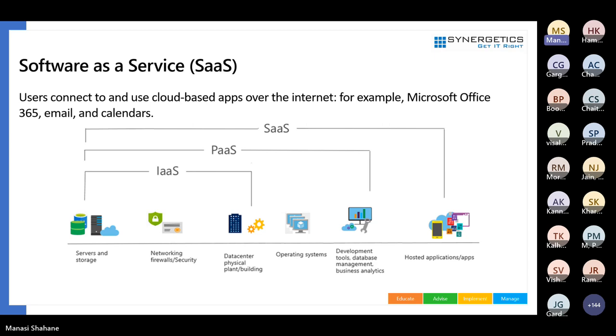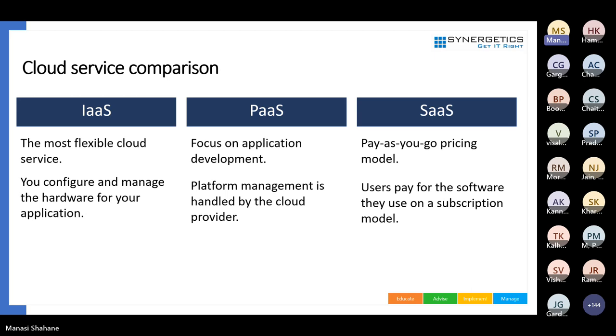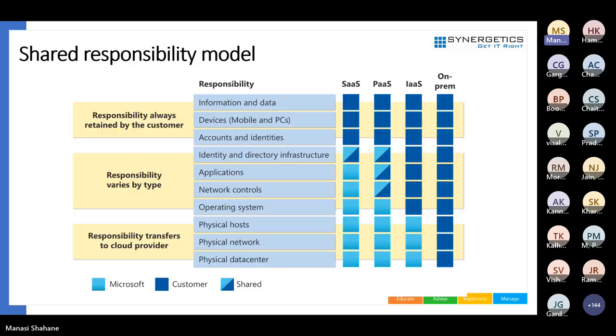So Office 365, emails that you use, and I think with Google also, they have their own drive, their own docs, their own presentation applications, right? You just have to buy them. Okay, so this is what is software as a service. With these services, this is just a comparison. You have a responsibility that you share, correct?